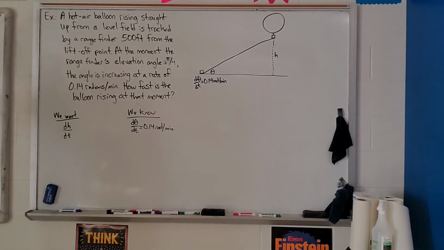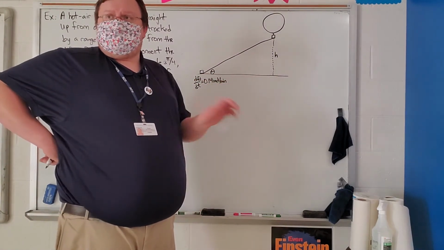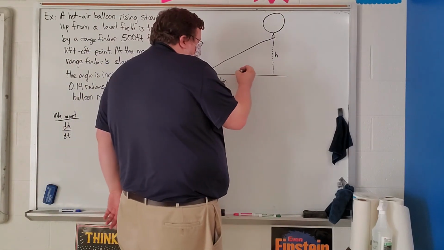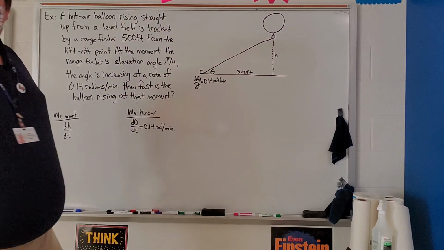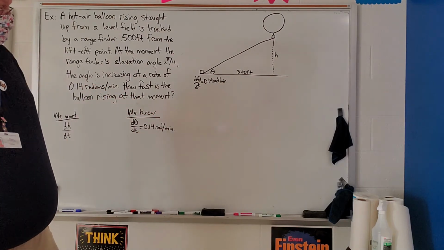There's something else that we know. The 500 feet, is that changing? No, the rangefinder is 500 feet from the liftoff point. It doesn't tell me that I'm moving around with the rangefinder. So that means it's staying the same. That's frozen. That is not changing over time. That means I can plug that in prior to differentiation, because that's not changing.